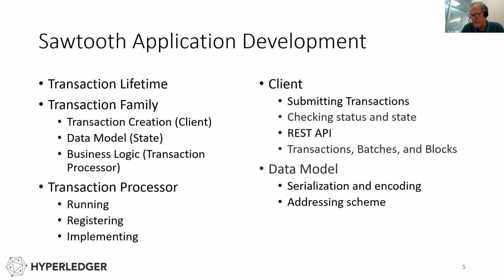Addressing scheme is also defined by the application. So you have this 6 hex character prefix, which is defined for each transaction family. And after that, how you address each object in the remaining bytes is usually the hash of the object name. And again, that's defined by your application, how you address each object.